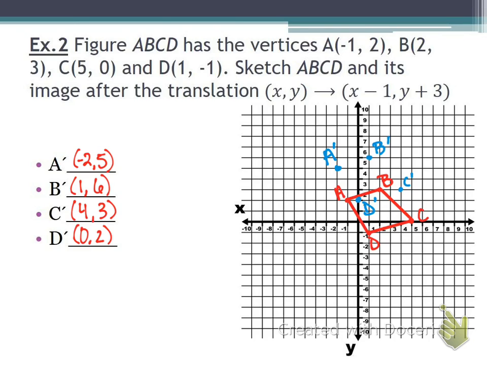And we can see that they are, of course, overlapping. That's fine. If you wanted to do a different color or a different type of line, like a dashed line instead, that would be fine. But these figures should look congruent. Questions, concerns? We feel good about translations? Okay.